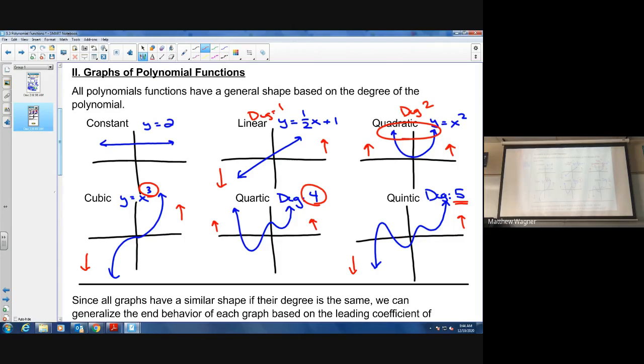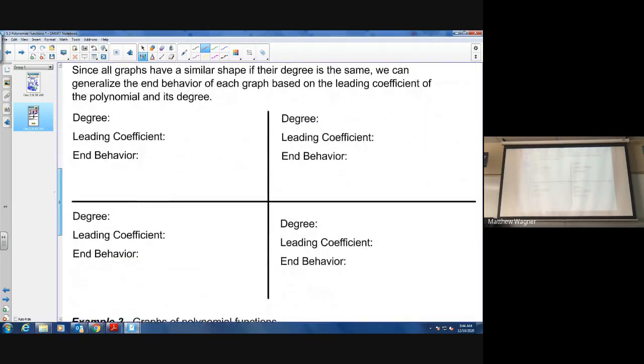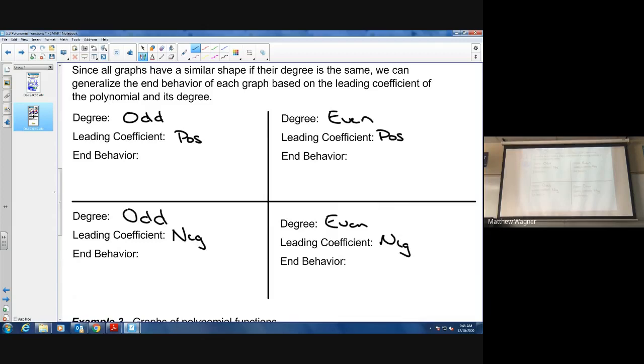And that's what the second part of the day is going to be, is generalizing this information. And what we call this is generalizing end behavior. There's a few different situations. We have odd functions and we have even functions. Okay. We also could have a positive leading coefficient and a negative leading coefficient. All right. Forgot even, negative. Okay. So our end behavior can be generalized as these 4 cases.